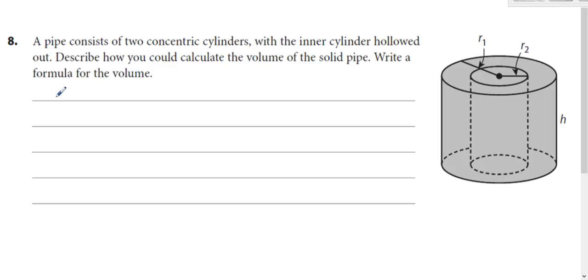You can do the area of the large circle minus the area of the small circle times the height, or you can do volumes separate. So what I would do is the large circle first would be radius 1, R1, squared times pi. That'll be the area of the large circle minus the area of the small circle, then you do times height.